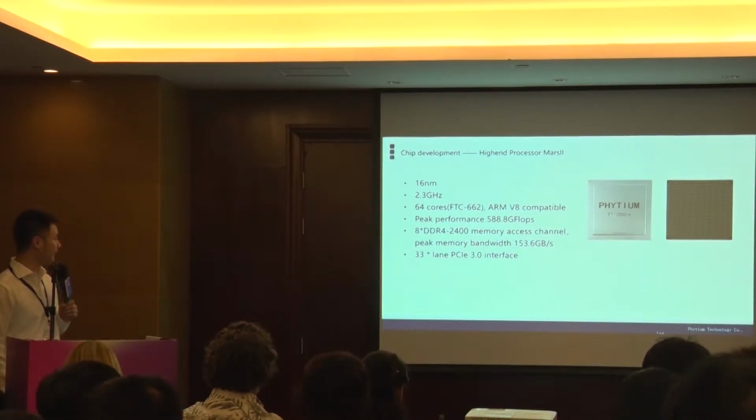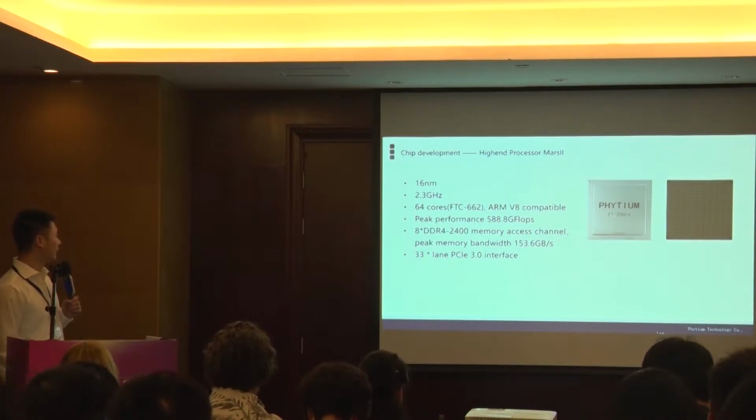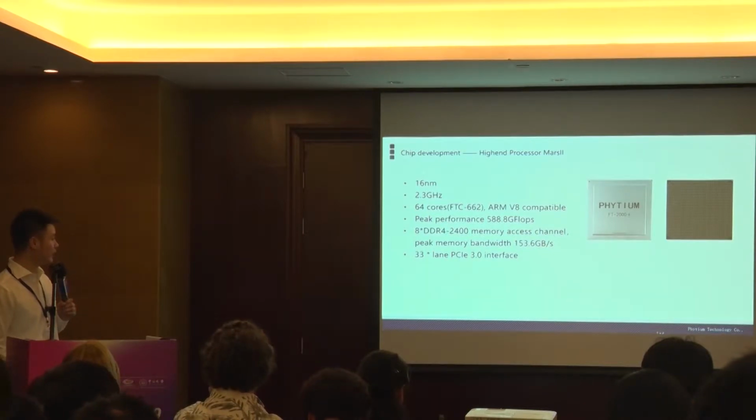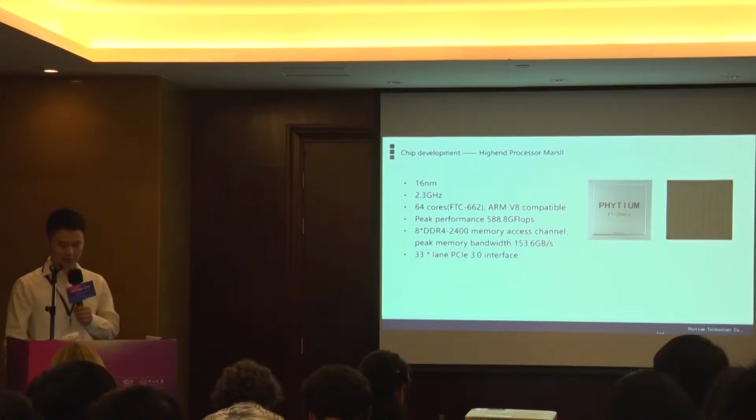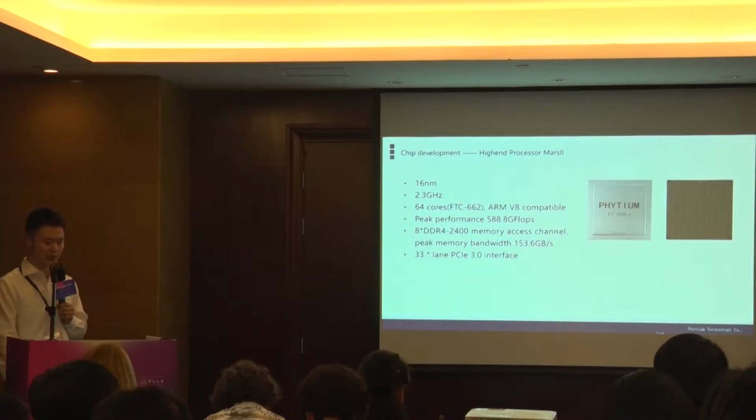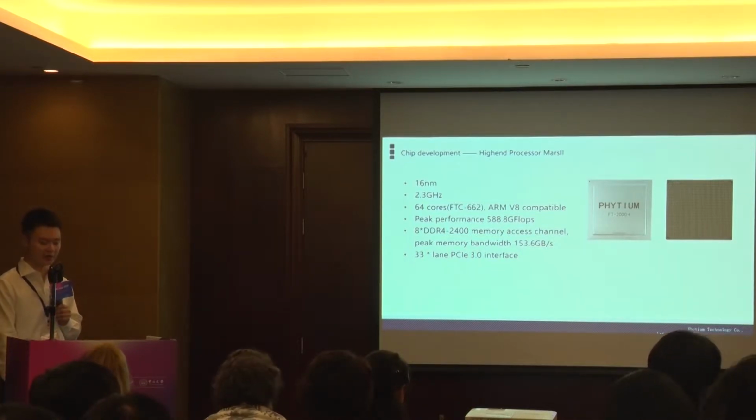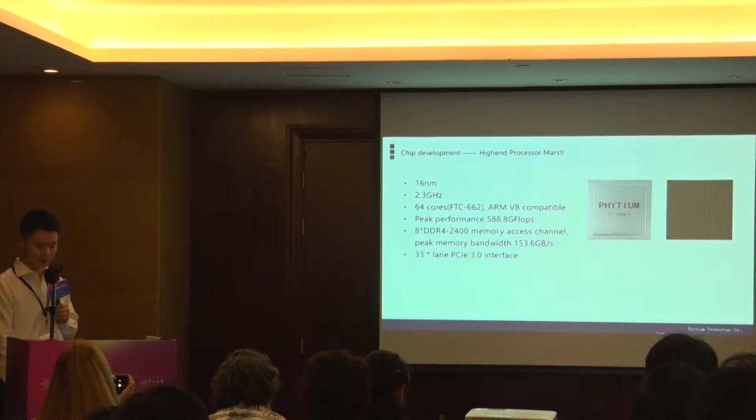The peak performance is 588.8 gigaflops. And we support 8 DDR3 2400 memory access channels. The peak memory bandwidth is 153.6 gigabytes per second. And for PCIe, 2 years ago we only supported PCIe version 3, and the number of lanes is 33.